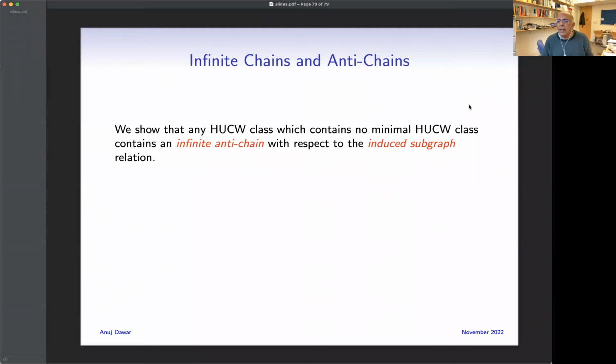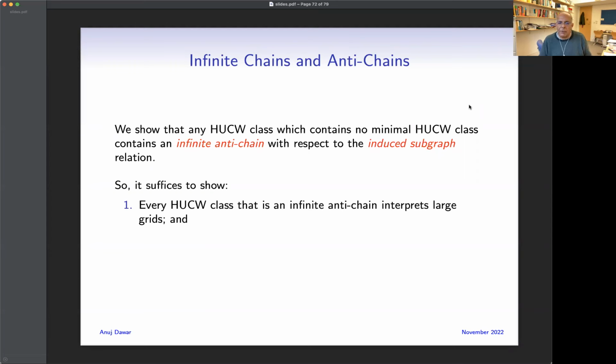That's missing from the slide. But an anti-chain with respect to the induced subgraph relation. So that means in order to prove Seese's conjecture in the strong form in which I formulated it, it suffices to show that every hereditary class of unbounded clique width that is an infinite anti-chain interprets large grids, and every minimal class interprets large grids. Really, those are the two cases to consider. I'm not sure this takes us much further forward, but as I said, this is laying out the landscape around this.